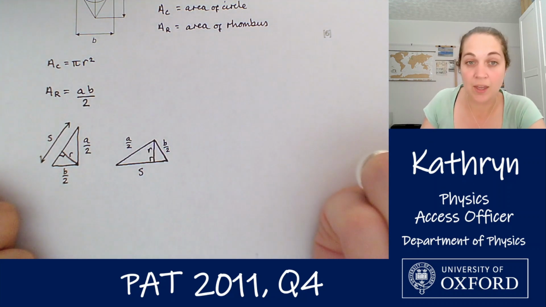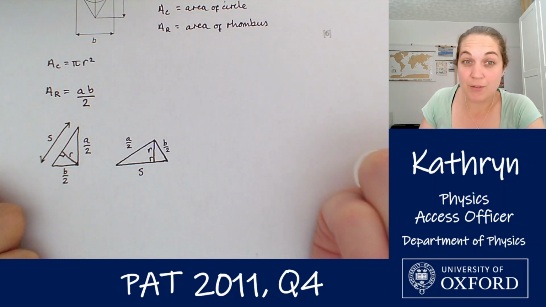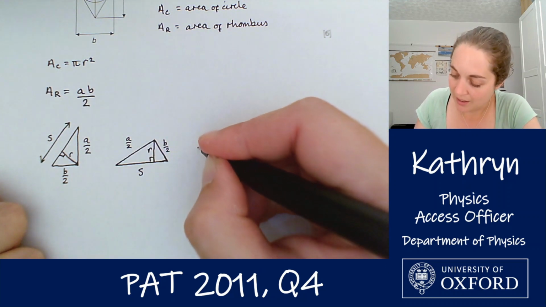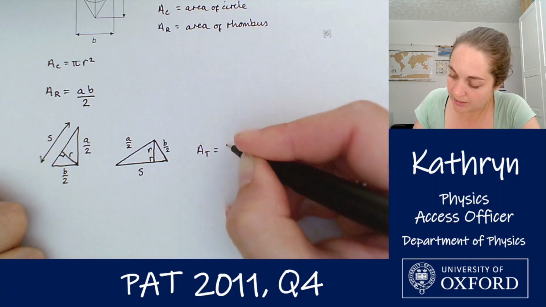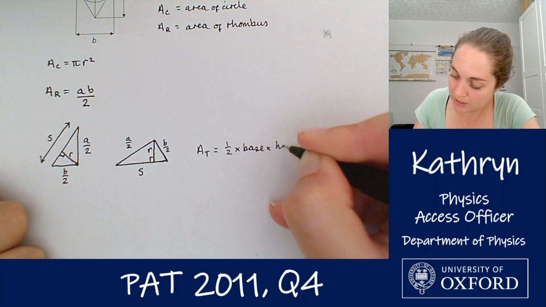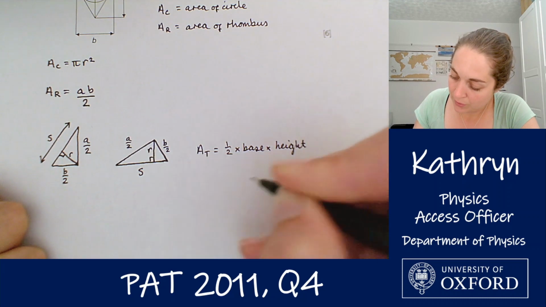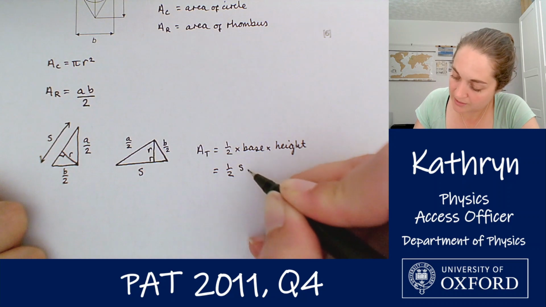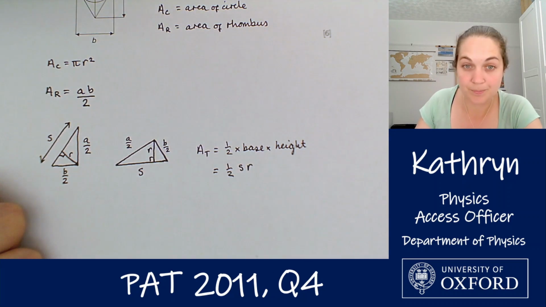There we go. Now, the area of a triangle, if you know the height, is straightforward, because the area of a triangle is half times the base times the perpendicular height. So that is going to be half times s times r.